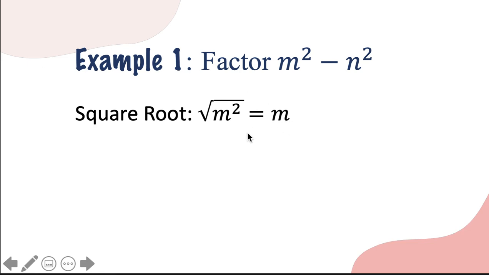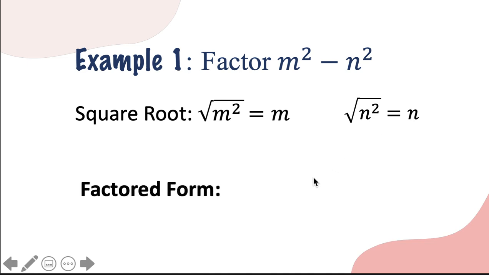Let's continue. After we get the square root of the first term, the next one is to get the square root of the second term. That is the square root of n squared. The answer is n. And then lastly, we need to write these two factors as the product of the sum and difference of two terms. Sum first, so that will be m plus n, and then m minus n. So therefore, here's the product of the sum and difference of two terms. The factors of m squared minus n squared are m plus n and m minus n.